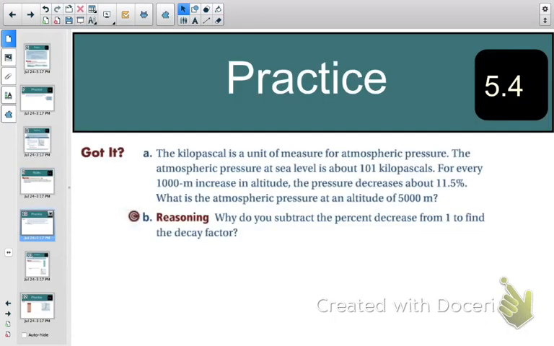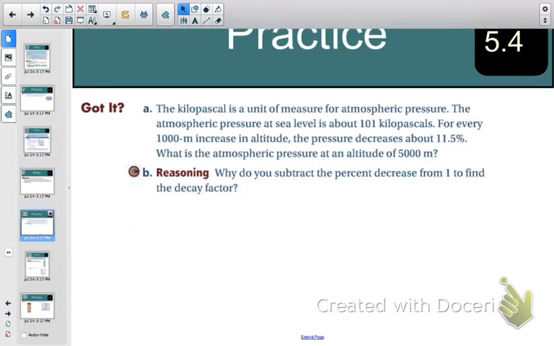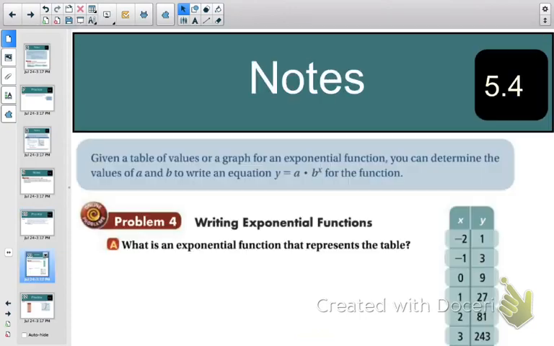This one is the same problem, except instead of 3,000, it's 5,000. So basically, you just change your x to 5. So I'm not going to do that one. You guys can go ahead and try it, though. I think that one's on your quiz. This is why you subtract the percent from 1 to find the decay factor. So again, you're starting with 100%, which is your 1, but it's going down 11.5%. So 100% minus 11.5 gives you 88.5%.